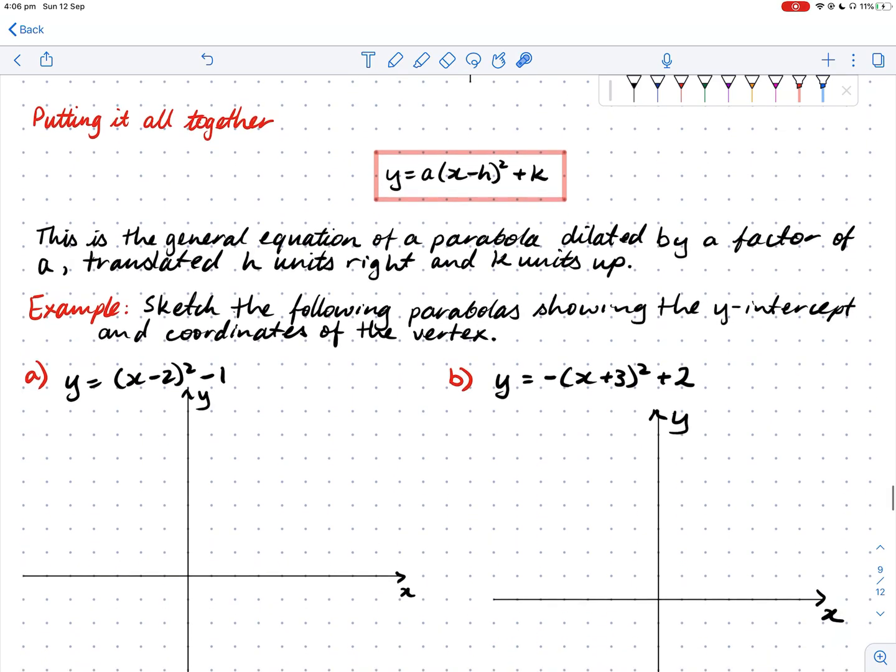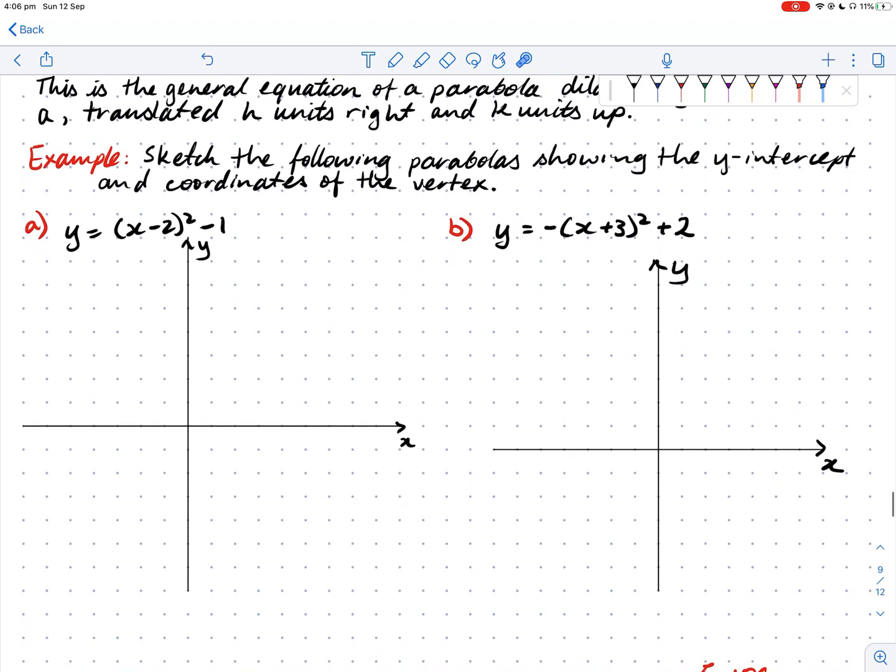So if we were looking at this sort of example, this sort of equation, what we want to do is work out what each of those values are, and then that will help us to work out what our final graph is going to look like. So let's have a look at these two examples.